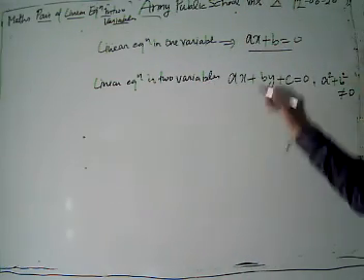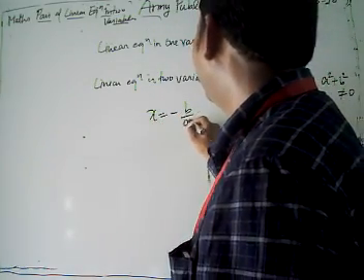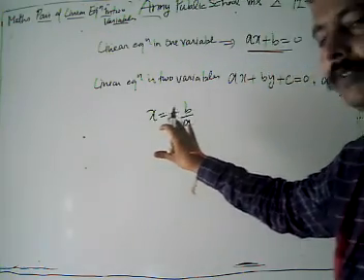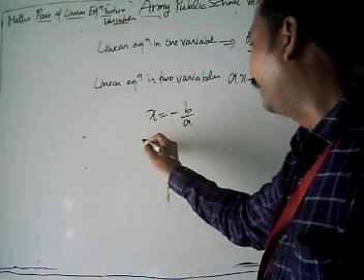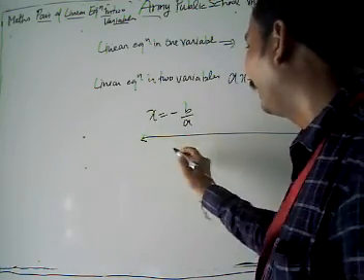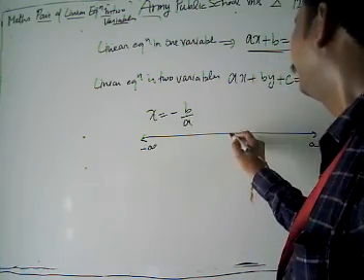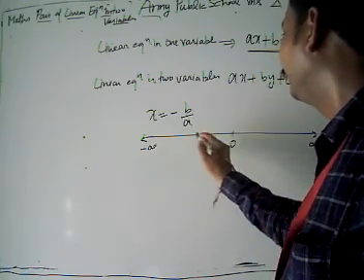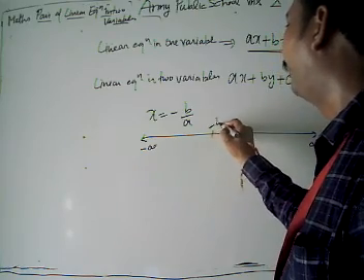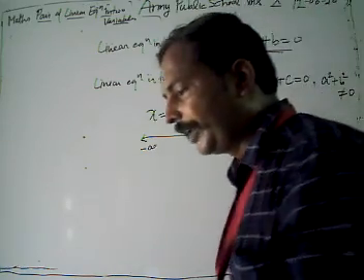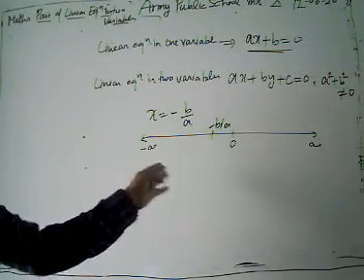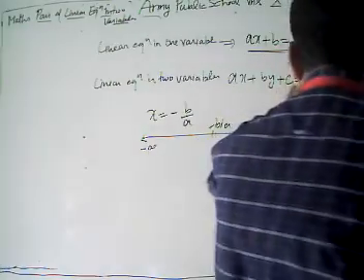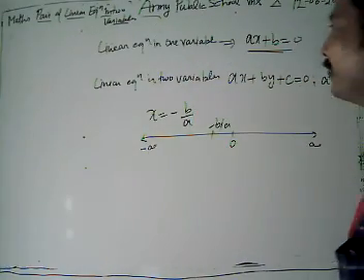When we solve ax plus b equal to 0, we get x equal to minus b by a. This is the zero of the linear equation in one variable, and we can represent its solution on the real line. Somewhere here is our origin 0, and the point minus b by a depends on the values of b and a. We mark it to the left of 0 because of the negative sign.